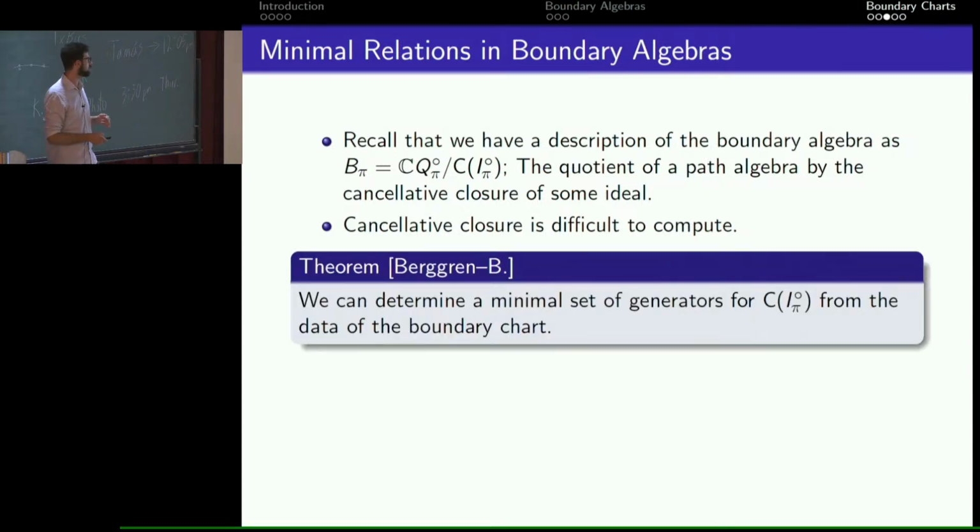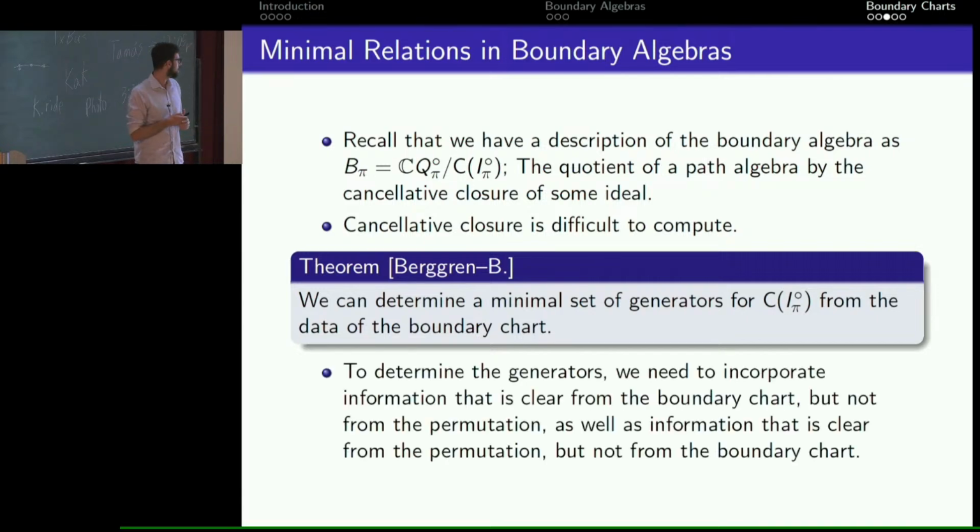But we can actually determine a minimal set of generators for this ideal from the data of the boundary chart. So using the boundary chart, we can just come up with generators, and then we don't have to do this weird cancellation thing; we just have generators for our ideal. Something interesting that pops out of this is that to determine these generators, we need information that is very clear in the boundary chart but not in the permutation, and also information that's clear from the permutation but not from the boundary chart.